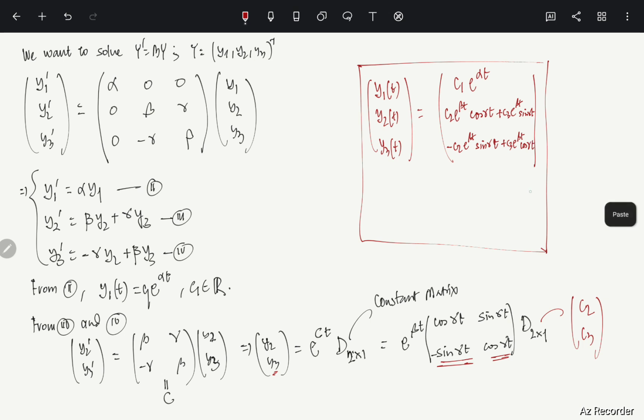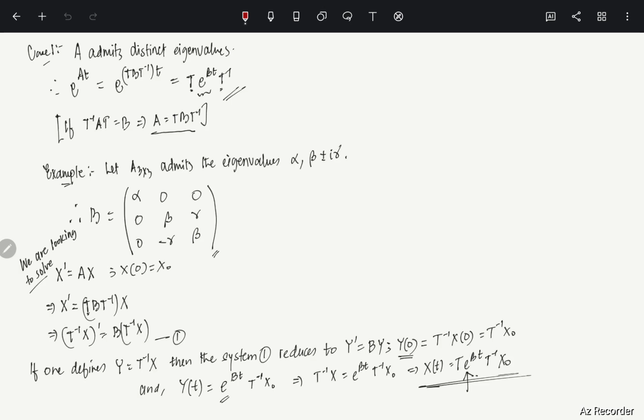So this is the solution. This is y of t. So y of t can be written like this. y of t is nothing but this vector. Clear? Now once we get y of t, the only thing required is to show how you get such a T. Once you find T, x of t is nothing but this, e to the power beta t.